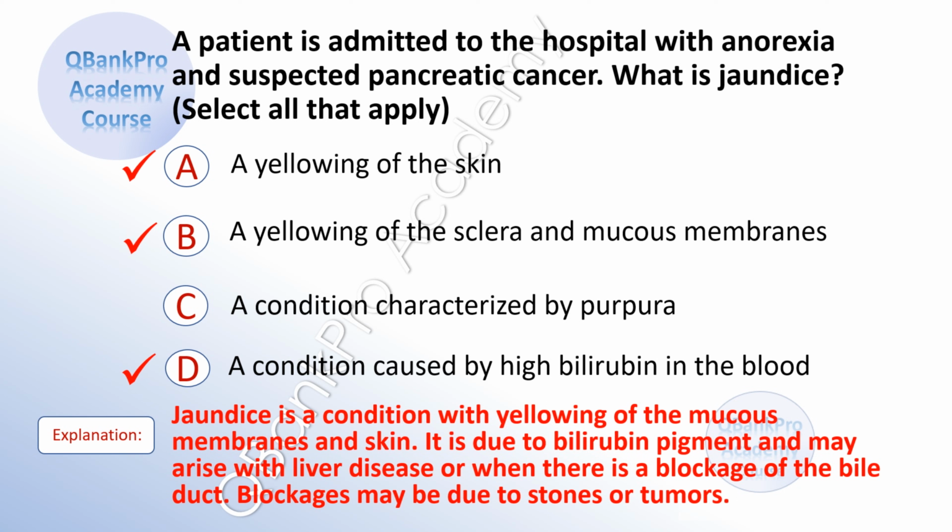The correct answer is A. A yellowing of the skin. B. A yellowing of the sclera and mucous membranes. And D. A condition caused by high bilirubin in the blood. Explanation. Jaundice is a condition with yellowing of the mucous membranes and the skin. It is due to bilirubin pigment and may arise with liver disease or when there is a blockage of the bile duct. Blockages may be due to stones or tumors.